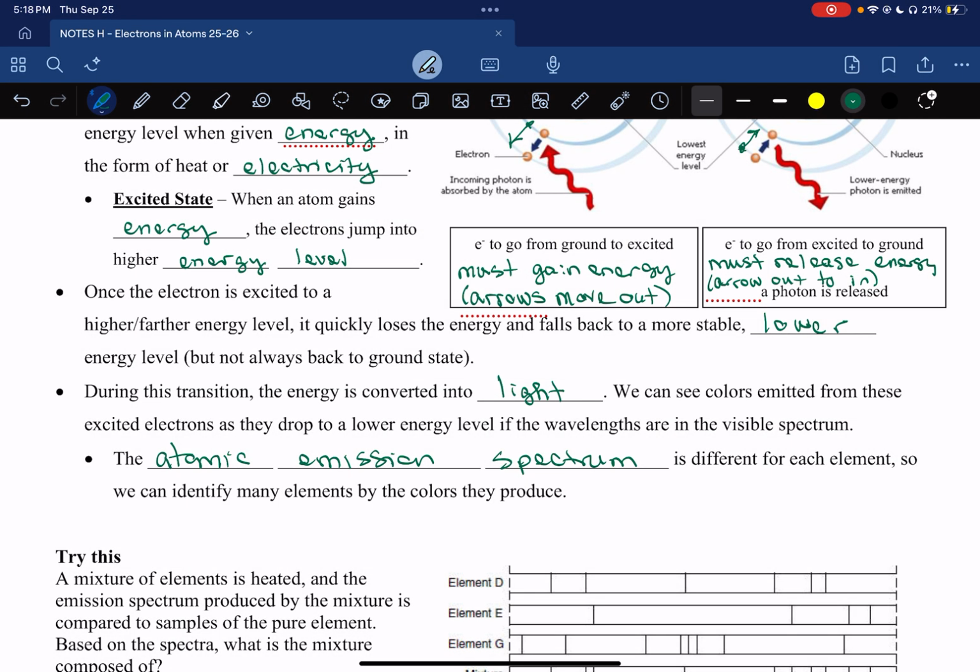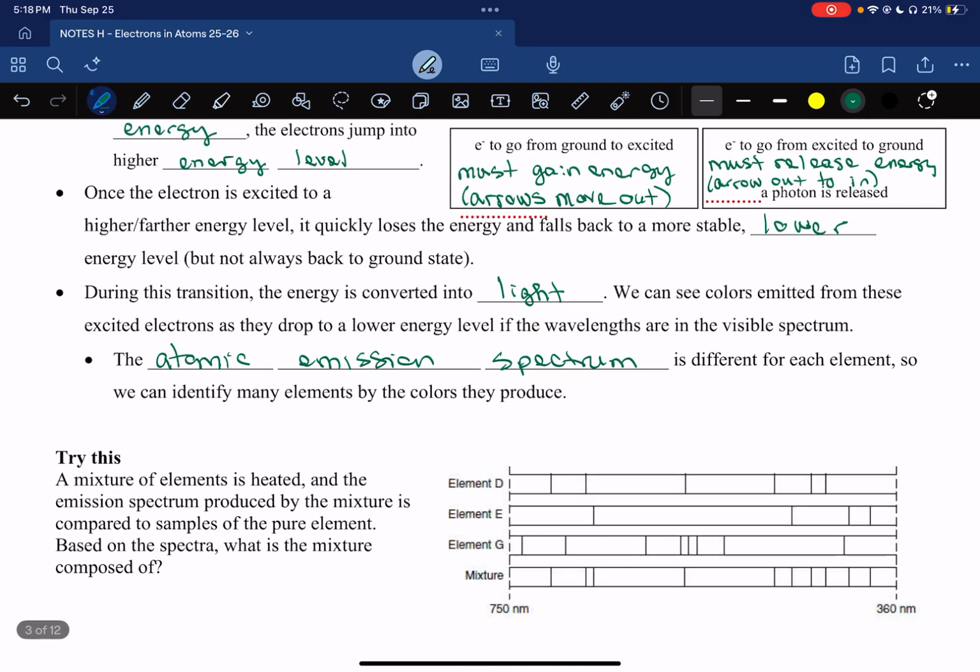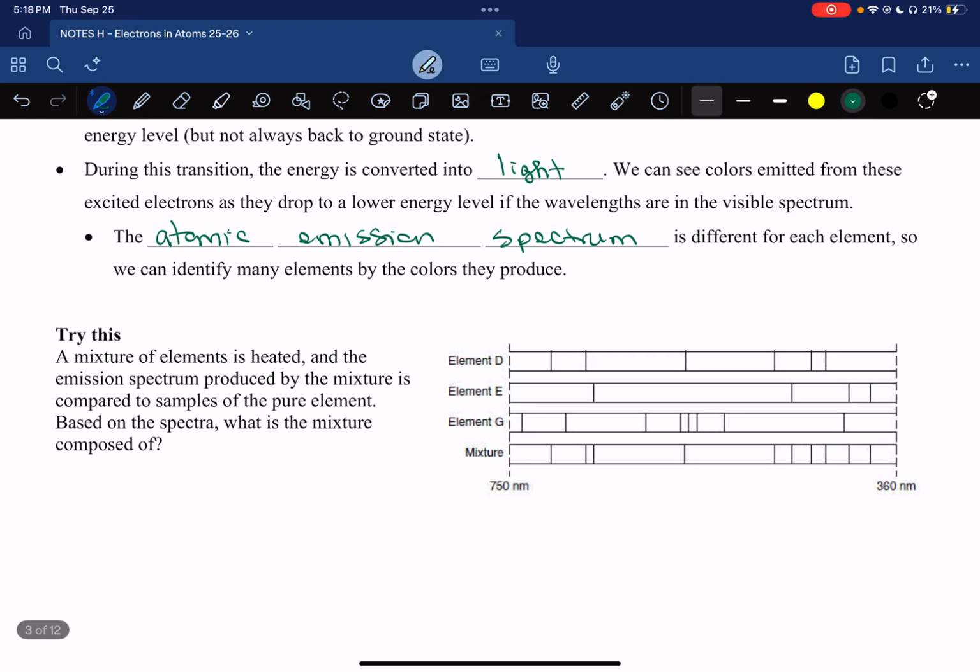And each atomic emission spectrum is unique for each element. It's like a fingerprint. We did this a little bit yesterday, but we'll do another example. It says a mixture of elements is heated, and the emission spectrum produced by this mixture is compared to samples of the pure element. Based on the spectra, what is the mixture composed of?